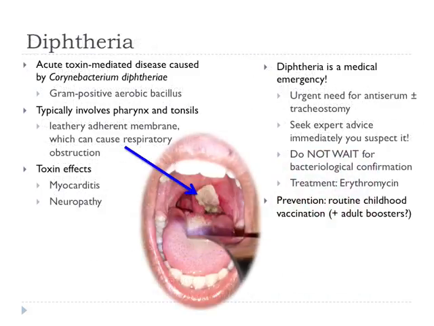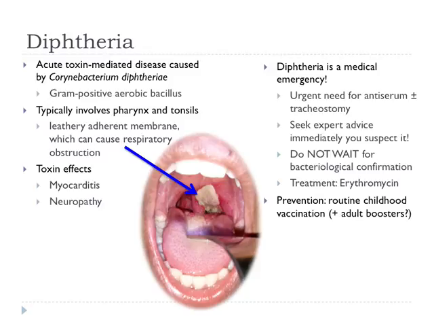Now this is diphtheria. This is a rare infection and it's unlikely that any of you will see it. There are now only a handful of cases reported in the UK every year, and they are pretty much always imported. This is an acute toxin-mediated disease caused by Corynebacterium diphtheriae, a gram-positive aerobic bacillus, and it typically involves the pharynx and the tonsils. It can infect elsewhere. You can actually get cutaneous diphtheria, where cuts and grazes get infected by the organism.